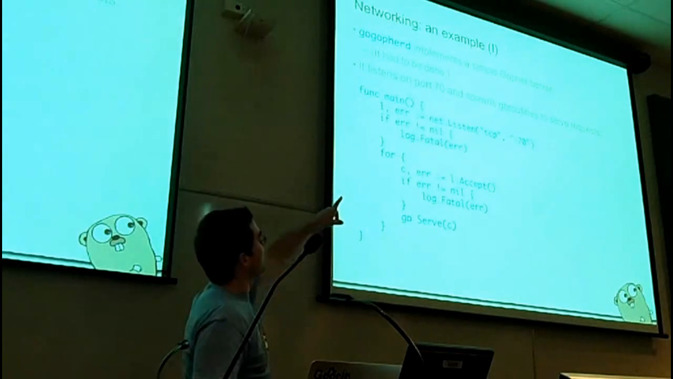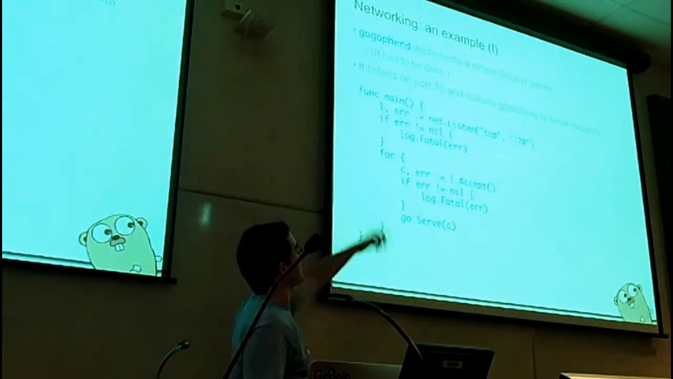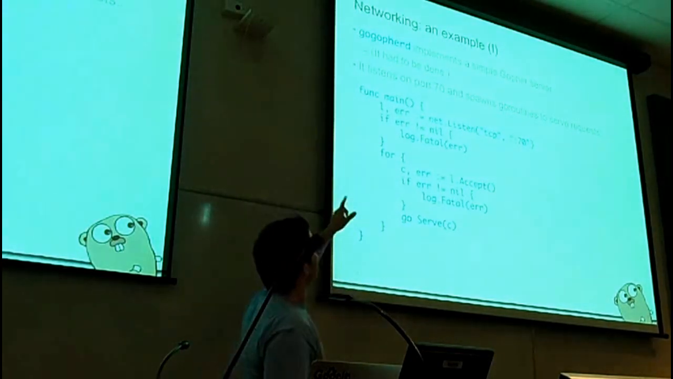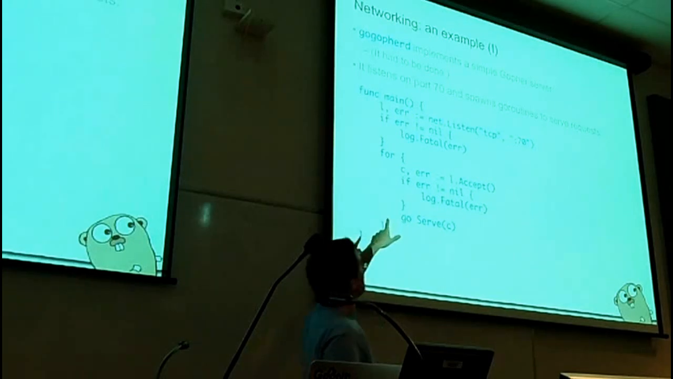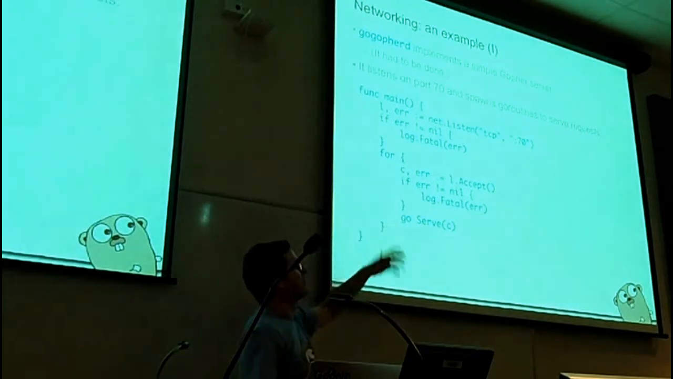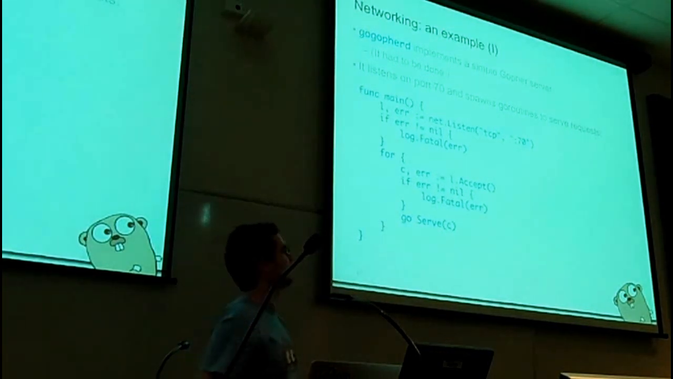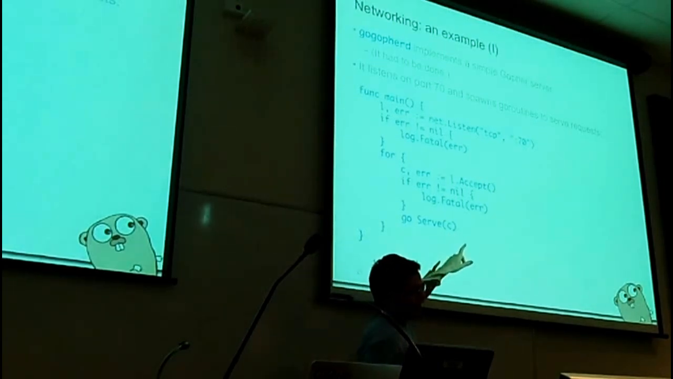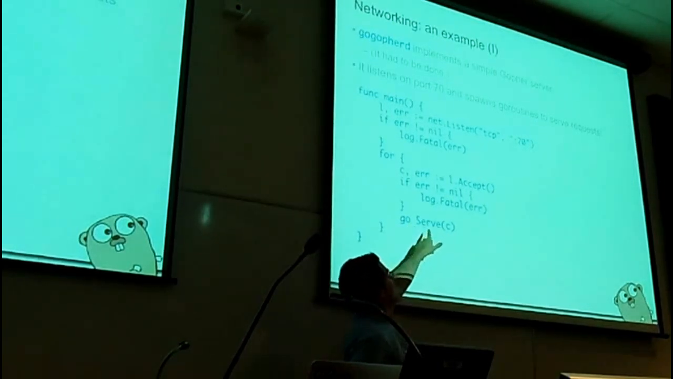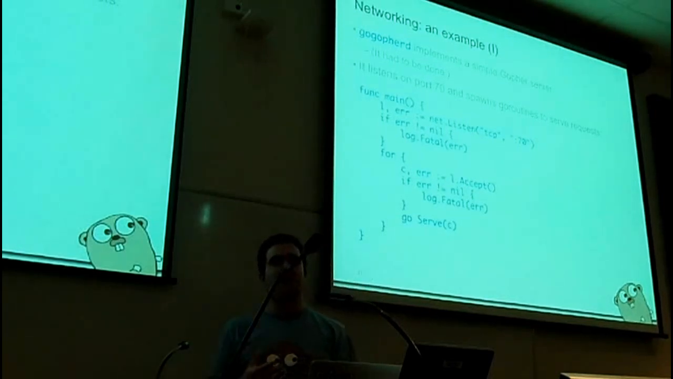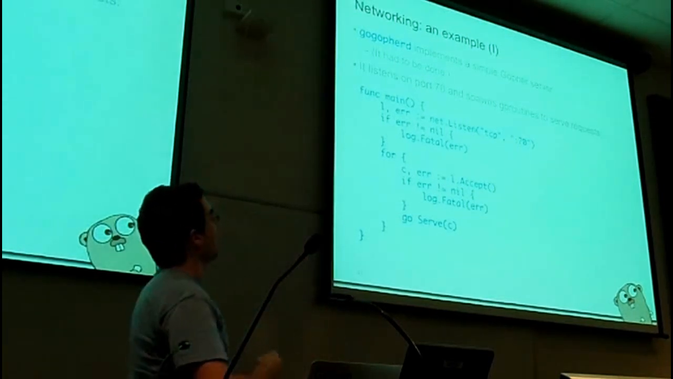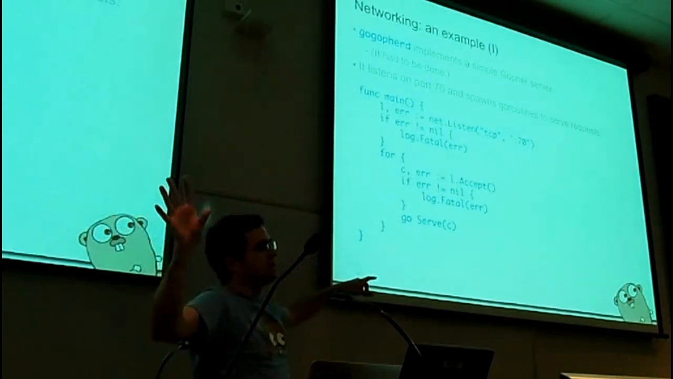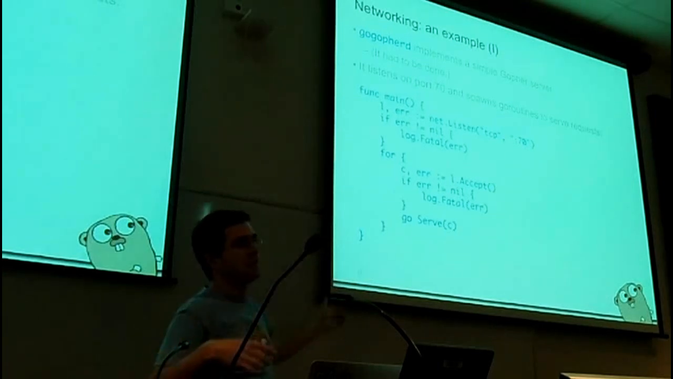It just listens on port 70. If it encounters an error, it logs a fatal error and bails. And then just loops forever, accepting connections on that port. If an error occurs, it means that the socket's shut down and we need to shut down the server anyway. And then for each connection that it receives, it launches a Go routine that serves that request. And so this Go routine goes off and serves the connection, and meanwhile we're ready to accept the next connection.